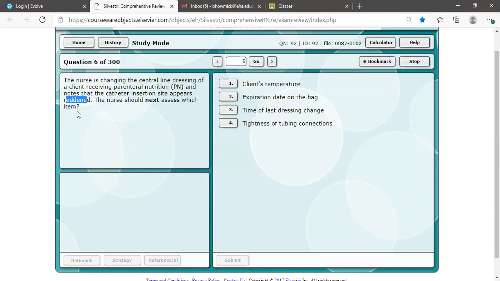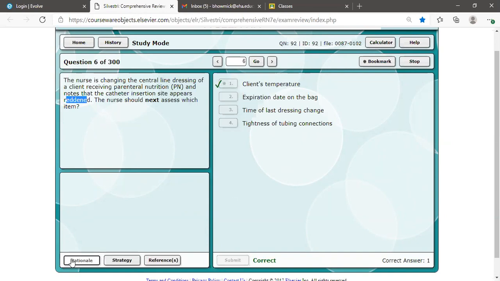So the nurse should next assess which item: client temperature, expiration date of the bag, time of last dressing change, tightness of the tubing connection. All are important, but which is the most important or highest priority, right? What are the signs of infection or the signs of inflammation? Here, only one mentions the increased temperature. If temperature is increased, it indicates inflammation or infection. This is the highest priority.